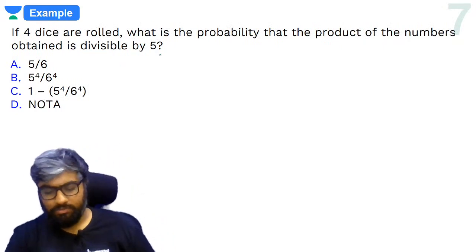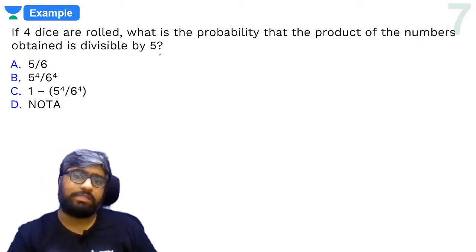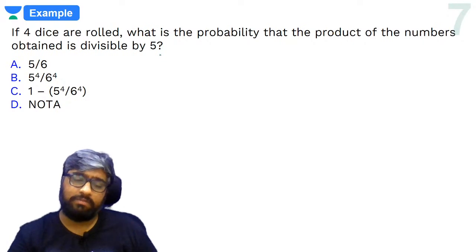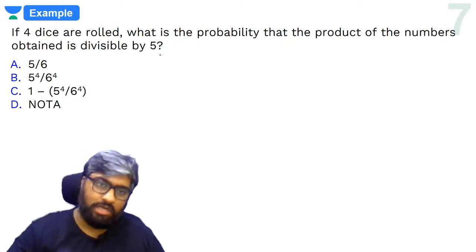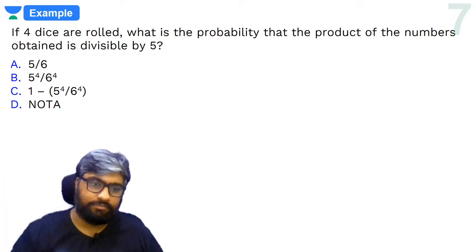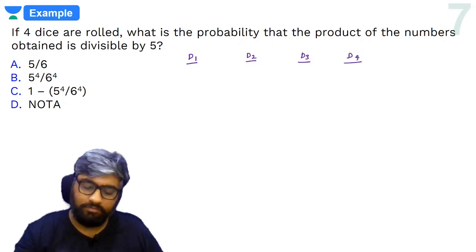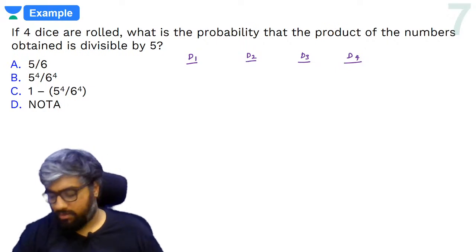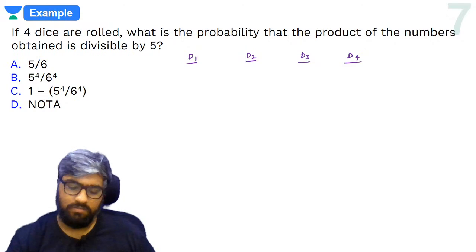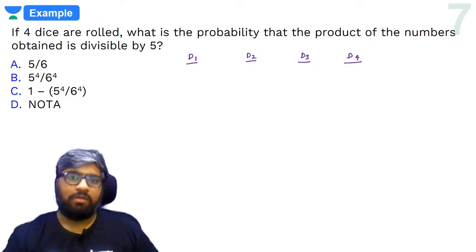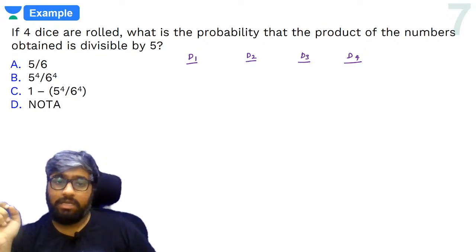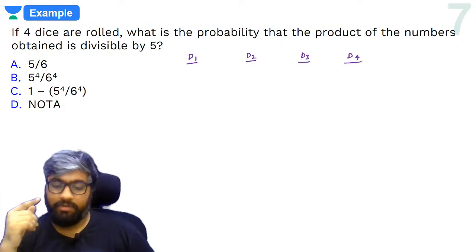If 4 dice are rolled, what is the probability that the product of the numbers obtained is divisible by 5? Roll 4 dice: die 1, 2, 3, 4. Let's see who can answer this. The product of the numbers obtained is divisible by 5. Okay? The product should be divisible by 5.